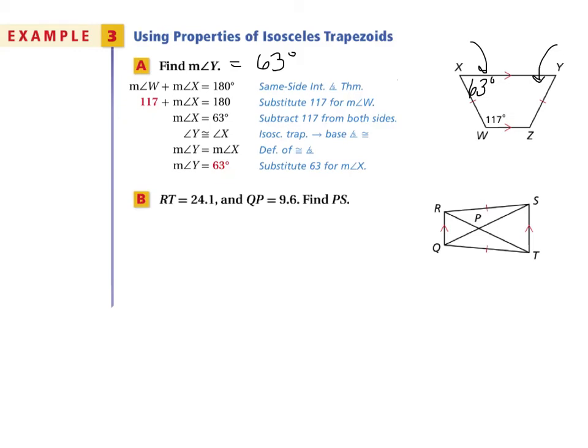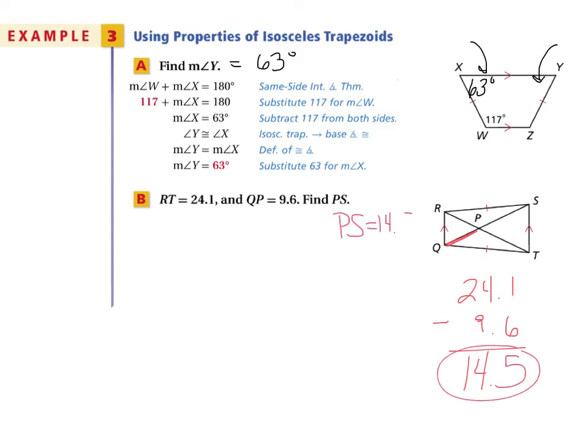Then, by definition of congruent angles and substitution, you would say that the measure of angle y is 63 degrees. In part B, we know that RT, which is the diagonal, is 24.1, and that QP is 9.6. We want to find PS. Well, since we know that the diagonals are the same in an isosceles trapezoid, RT is 24.1, and the other piece right here, this QP, is 9.6, so 24.1 minus 9.6 would give me an answer of 14.5. So we know PS is equal to 14.5.